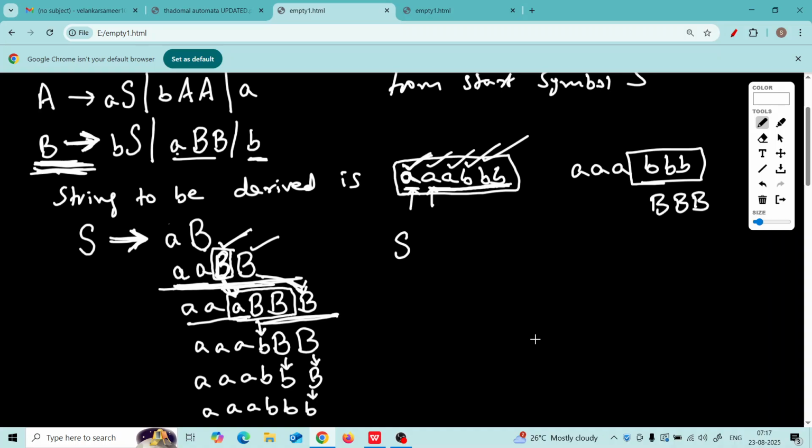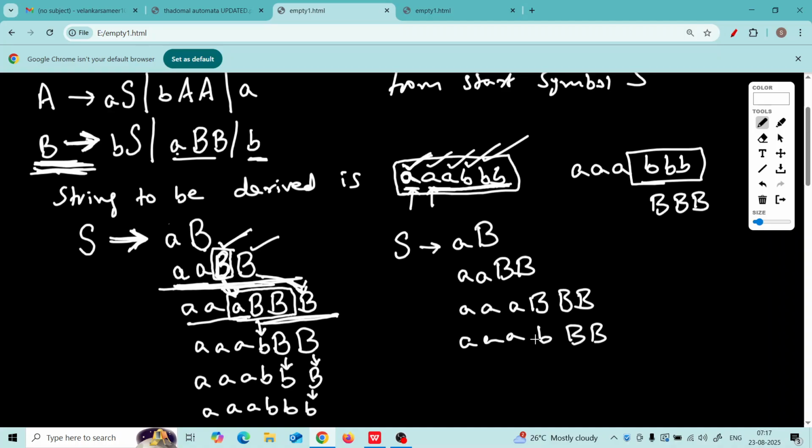If you write it properly, it should be S gives AB, then double A, B, B. I am just writing the steps again neatly. Then A, B, B, B. Then A, B. Two B's remain. Then A, B, B, B, and then A, B, B, B.